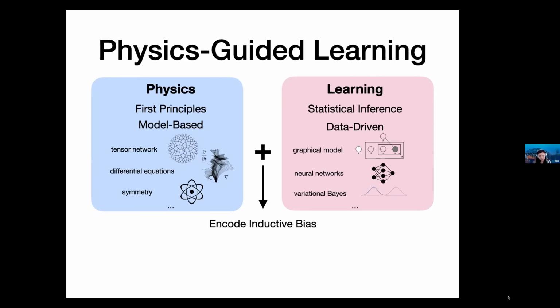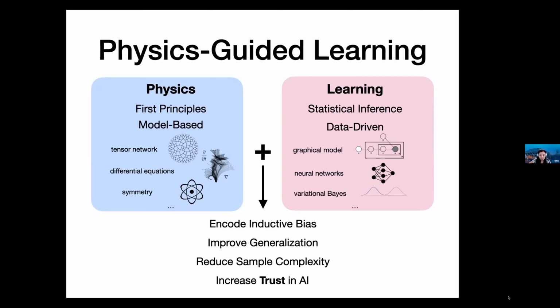Because we're encoding first principles in machine learning model, we're encoding inductive bias into machine learning model. Hopefully, we can improve generalization, reduce sample complexity, and eventually increase our trust in AI. So that's like the broad overview of the activities in our group. And in today's talk, I want to focus on a specific angle of physics guided learning, which is symmetries. Equivariant neural networks are symmetry encoded deep learning models. So today's talk is mostly about equivariant neural networks.